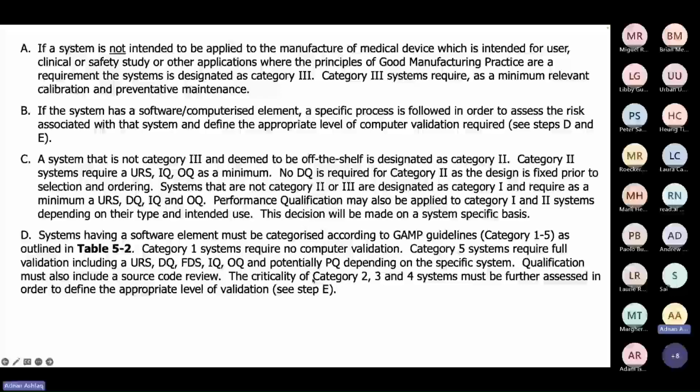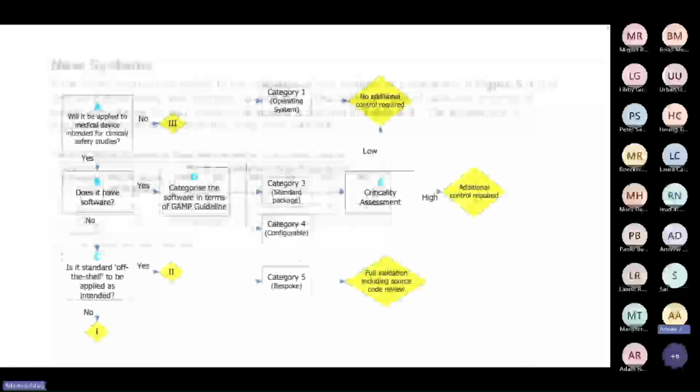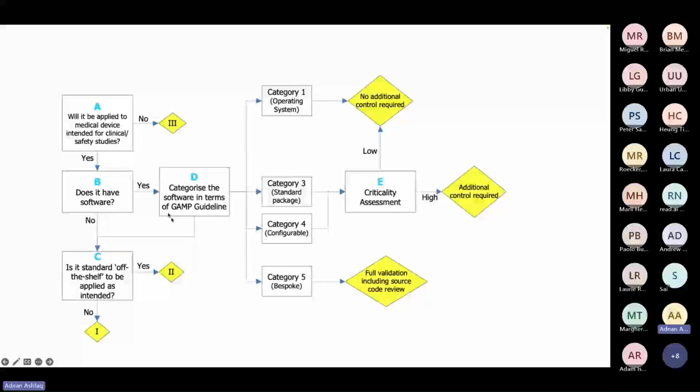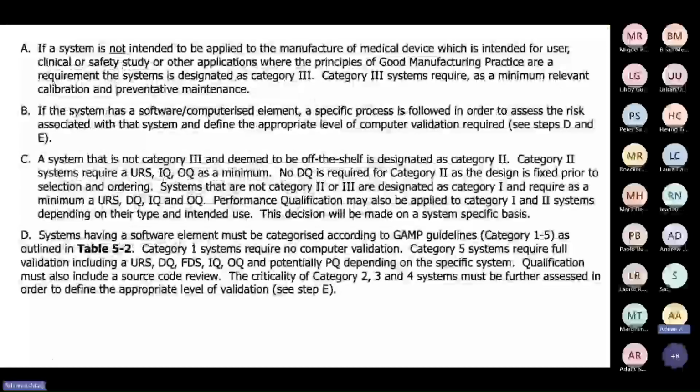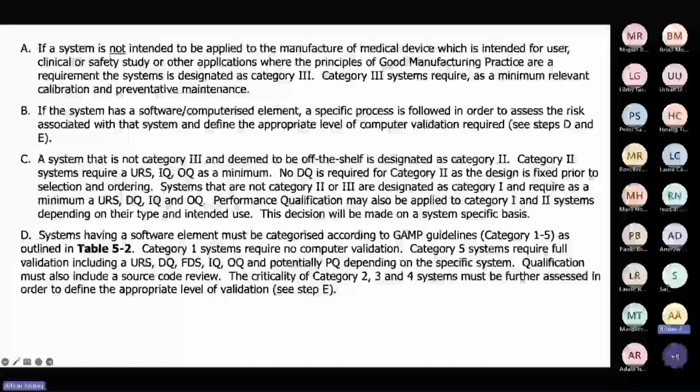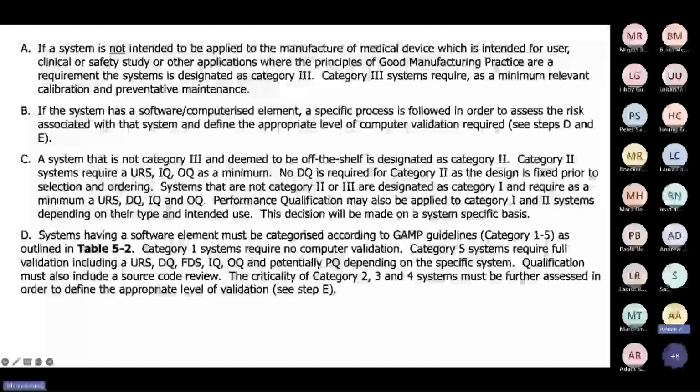And then when we go back to diagram D, we're looking at categorizing the GAMP guidelines, because at this point we've answered yes, that it does have software. So at this point, this is when we're looking at the GAMP guidelines and the definitions, whether it's going to need to have further work done on it.